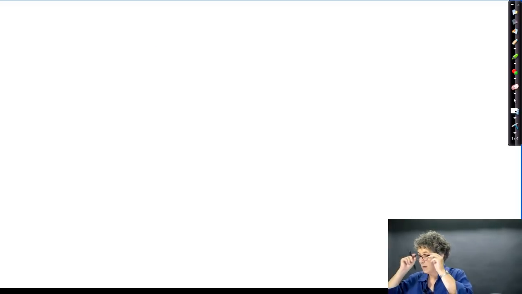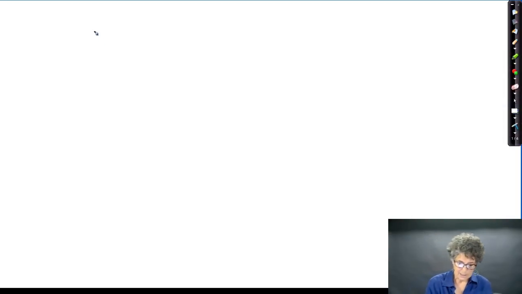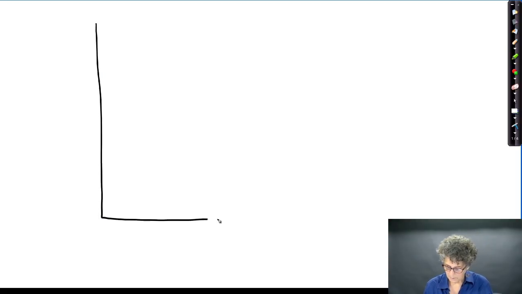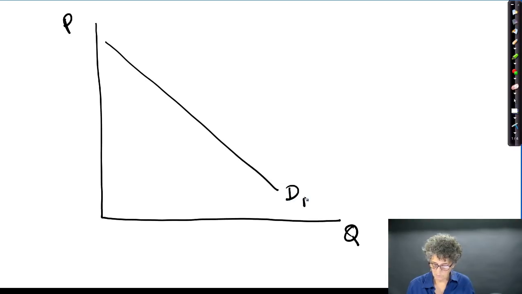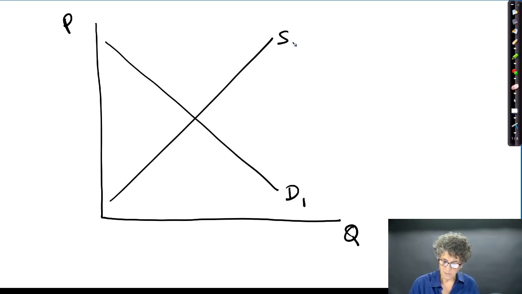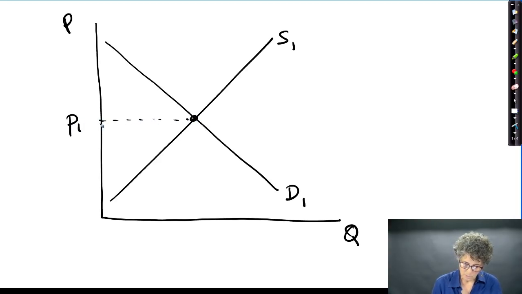So I have a little whiteboard here. Isn't that cool? And we're looking at the effect of a sales tax on a market. So let's draw ourselves some axes. And as always, we're going to put price on the vertical axis and quantity on the horizontal axis. And let's start with a downward sloping demand curve. I'm going to label it D1. An upward sloping supply curve. I'm going to label it S1. And I'm going to find the equilibrium, price P1, and quantity Q1.